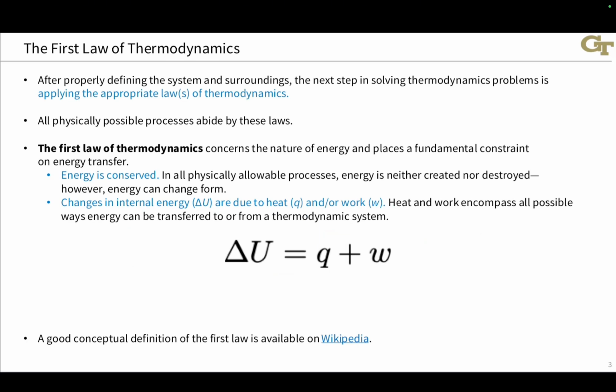So we just mentioned that once we've defined our system and surroundings and the process of interest, the next step is typically writing down and applying the appropriate law or laws of thermodynamics. And needless to say, these are natural laws. All physically possible processes must abide by these laws. Everything we've ever observed since the beginning of the human race has had to abide by the laws of thermodynamics. And the first law concerns the nature of energy and places a fundamental constraint on energy.